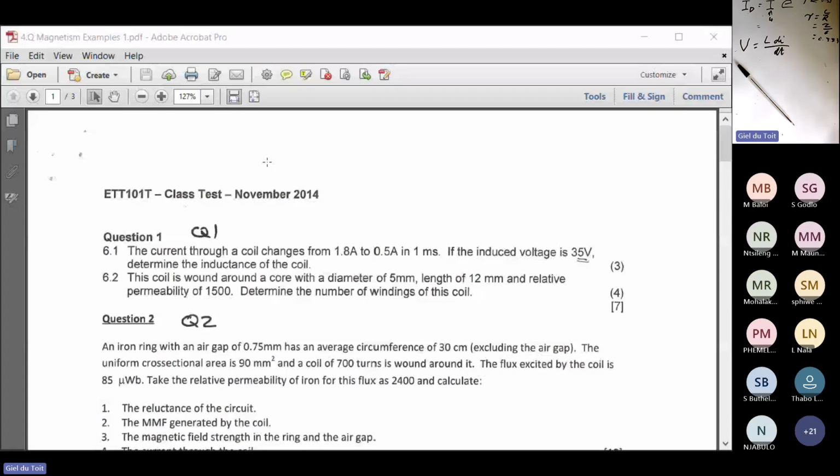So guys, do that first one. (6.1) The current through a coil changes from 1.8 to 0.5 amp. So it's reducing. Do you see that? In 1 millisecond. The voltage is 35 volt. What is the inductance of the coil? So that same formula, V is L dI/dt.